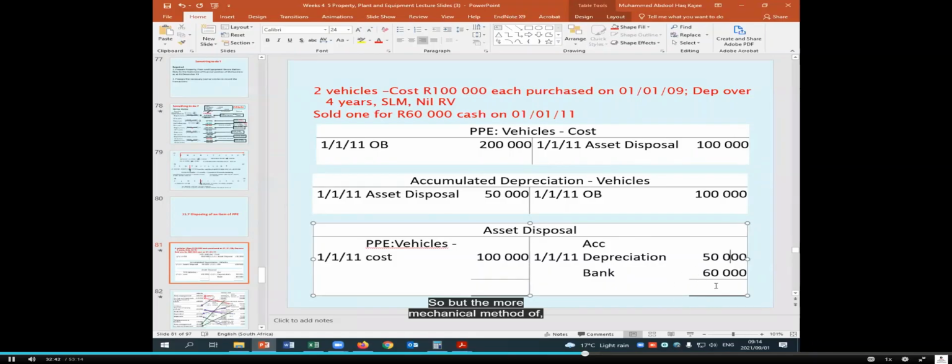But the more mechanical method of working out this profit is you need to balance this account. Right. Which is the greater side? Is it the 100 or the 50 plus the 60? It's the 50 plus the 60 because it gives me 110,000. I transpose it, balancing of accounts. Right. What's my balancing figure? It's 10,000. Okay. If I sold it for 60 and it was worth 50, I made a profit. So profit on sale.